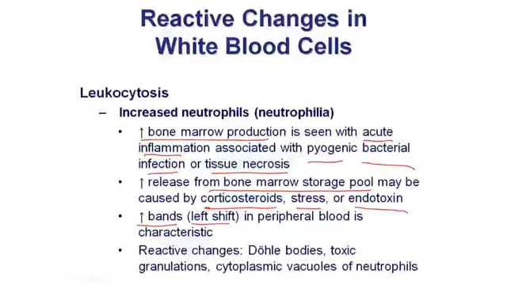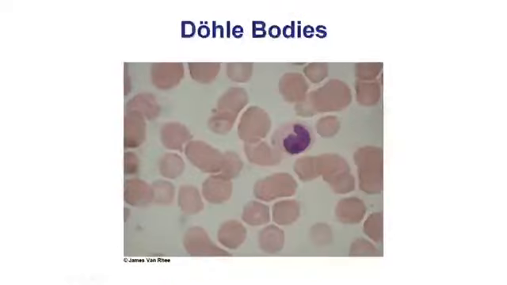As far as reactive changes, the Döhle bodies and toxic granulations are typical things that you will see. Here's a peripheral smear of a Döhle body inside this band cell.